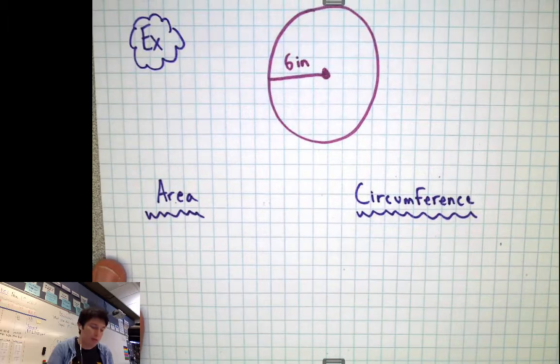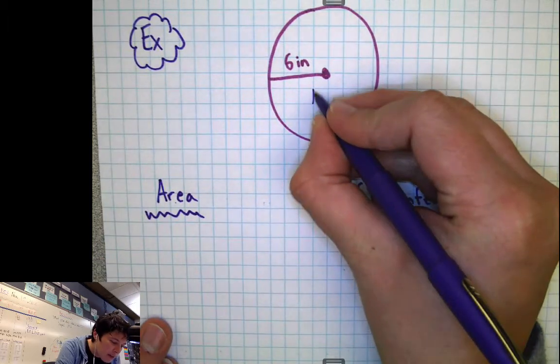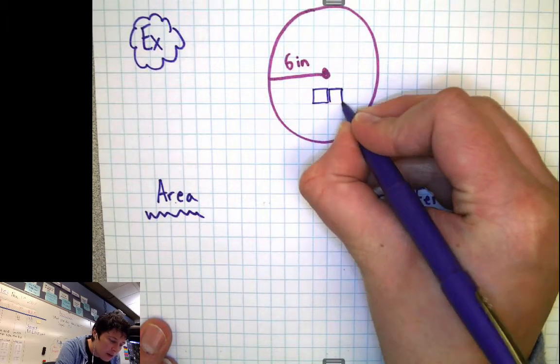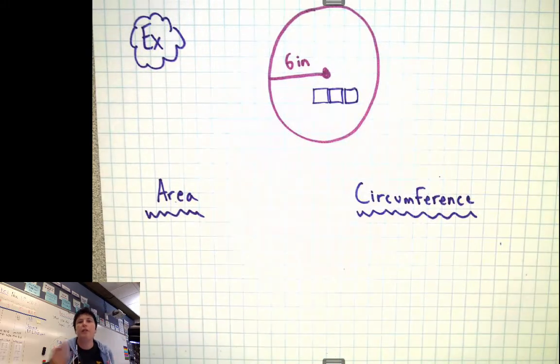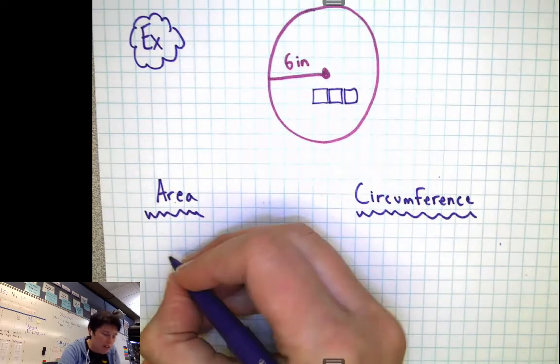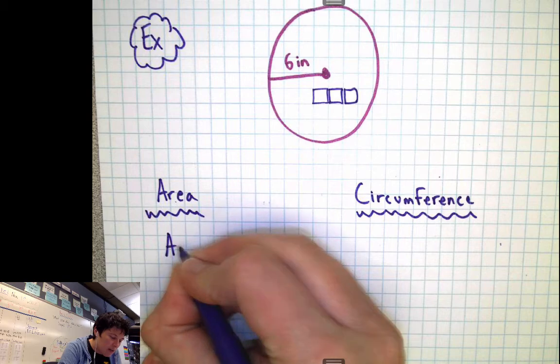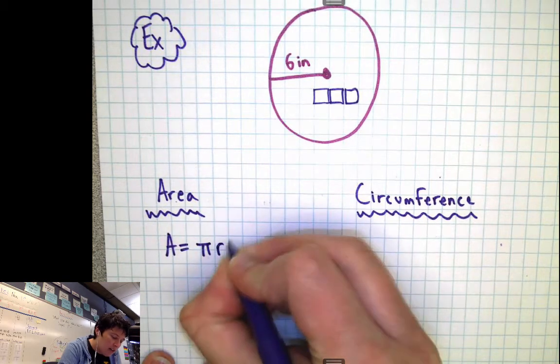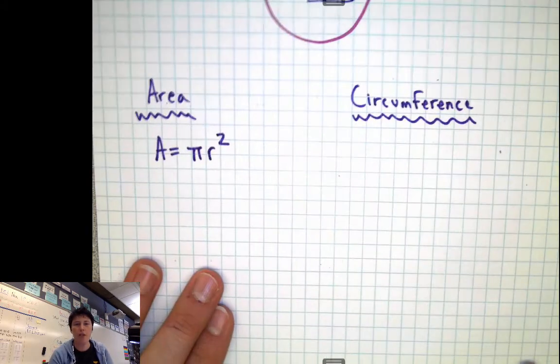So the area would be if I could take my graph paper and start cutting it into little squares, how many squares would fill up this circle? But I'm not going to do it by hand. I'm going to use the formula. Area equals pi r squared. Okay, so there's my formula.